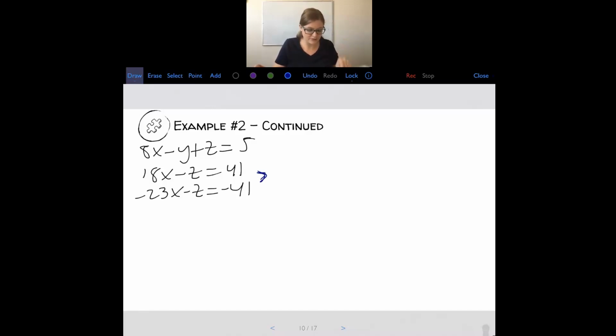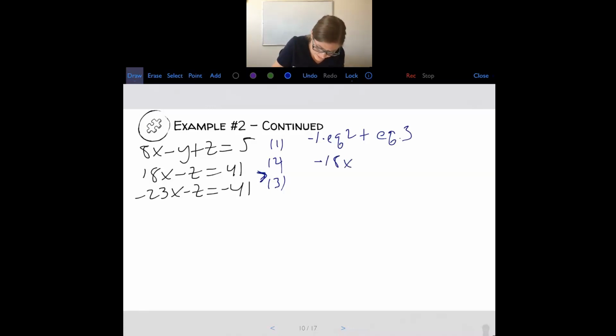Okay, so in order to do that, this is equation 1, equation 2, equation 3. I'm going to take equation 2 times negative 1, so negative 1 times equation 2, and I'm going to add that to equation 3. So negative 1 times equation 2 is negative 18x plus z is equal to negative 41, and then equation 3 is negative 23x minus z is equal to negative 41, and I'm going to add these together.